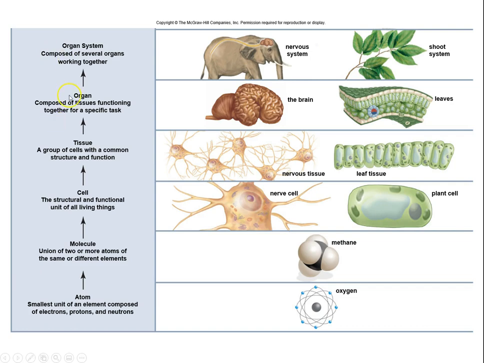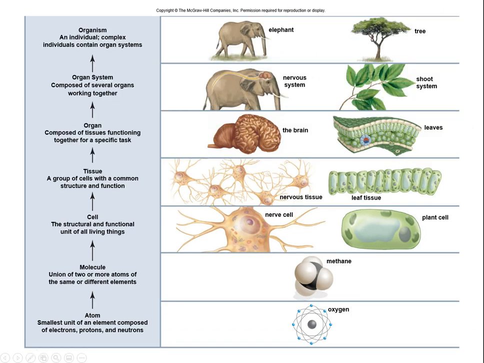All right, so if we go talk about organs, next organ system. Again, brain, part of the nervous system. So you have several organs working together. If we talk about the leaves, part of the shoot system of the plant. Okay? All right, moving on, we have a whole organism now. So it says complex individuals contain organ systems, right? Obviously. So again, we got the leaves, we got the shoot system, and we got the entire tree. We talked about the brain, the nervous system, and now the entire elephant there.